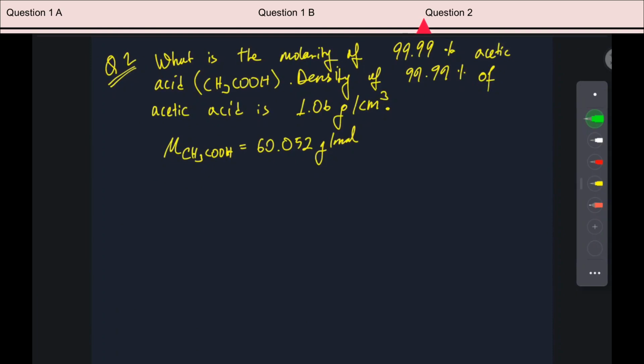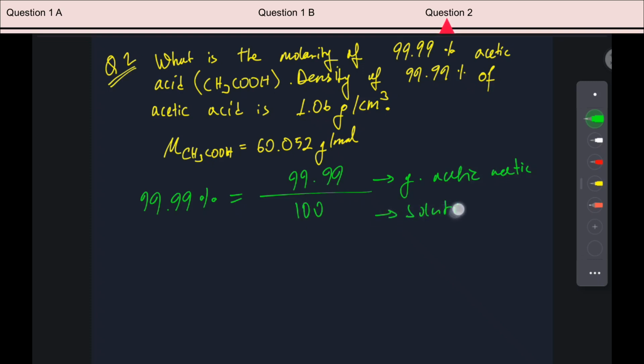In the second question, I want to calculate the molarity of acetic acid, and we have 99.99% acetic acid. This means 99.99 gram of acetic acid in 100 gram of the solution, so they are nearly equal to each other.